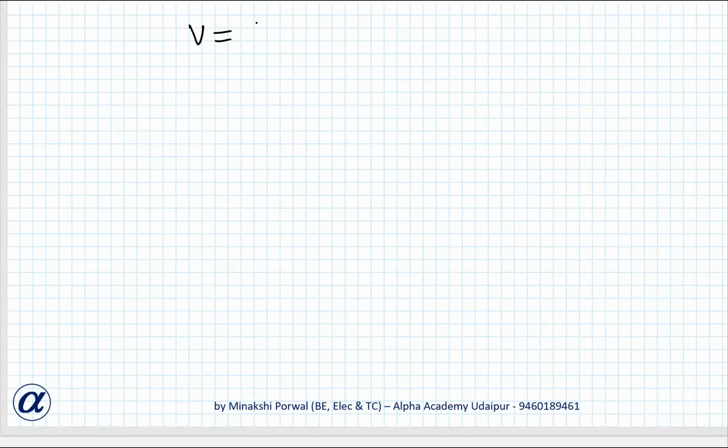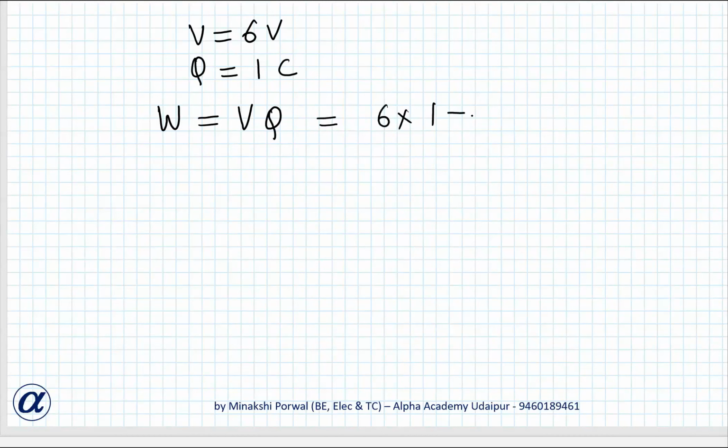Battery potential difference is 6 volt. Q is 1 coulomb. We have to find how much energy, that is work. They have the same unit. Energy is actually the capacity to do work. Heat, energy and work all three have unit joule only. So W equals Q into V. So it will be 6 into 1, which is equal to 6 joules. This is the answer.